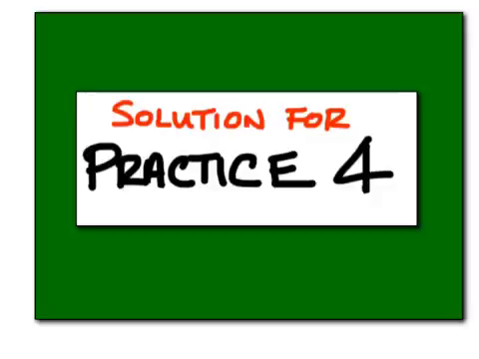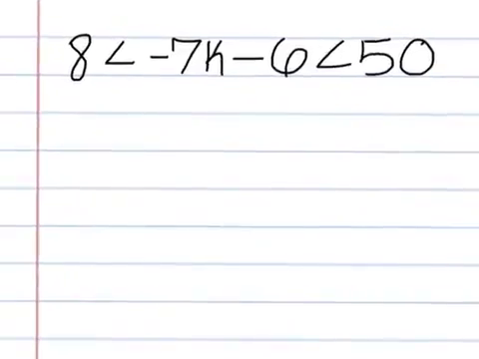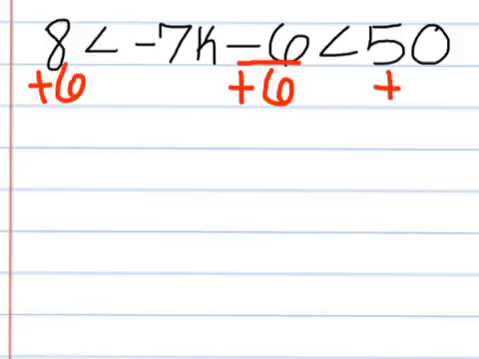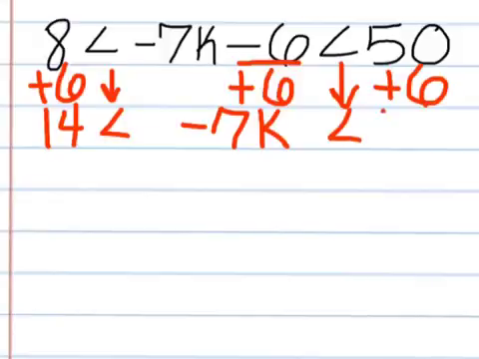Okay, answer should be 52. Practice problem. Alright, for the practice problem, we want to get our k by itself. What's the first thing we need to do? Right, we need to add 6. If we add 6 to the middle, that means we're going to need to add 6 to the left, and we're going to add 6 to the right. When we do that, we have 8 plus 6, which gives us 14. Bring down our inequality. Negative 7k will be in the middle. Bring down our other inequality, and on the right we'll have 56. What do we do next?